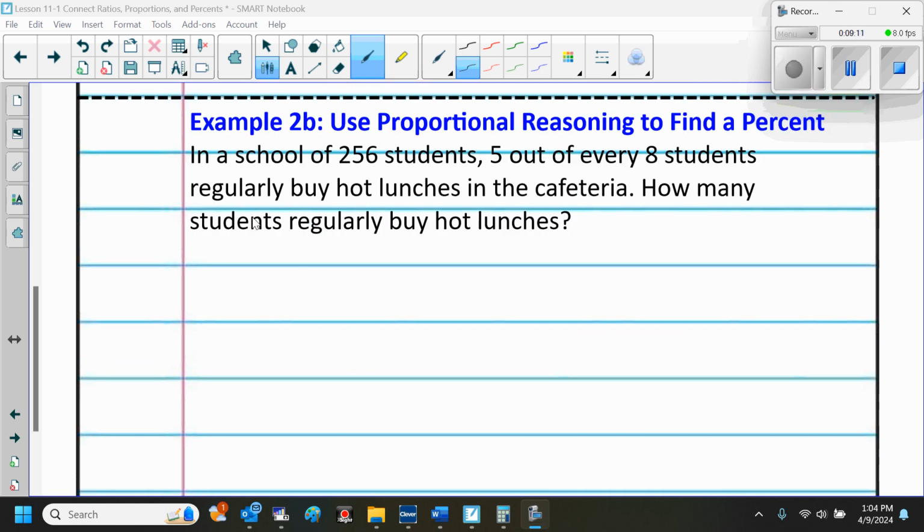All right, example 2b, you're going to work on with your table partners. It says, in a school of 256 students, 5 out of every 8 students regularly buy hot lunches in the cafeteria. How many students regularly buy hot lunches? Now, I'm going to give you a heads up. Again, this one is one that you need to use proportions to solve. Okay?